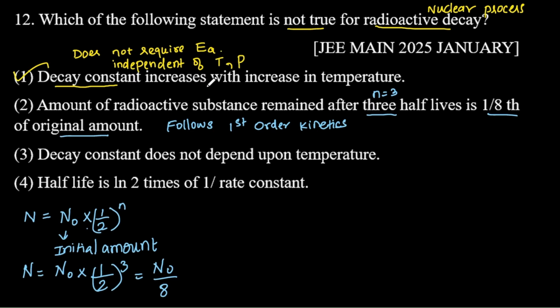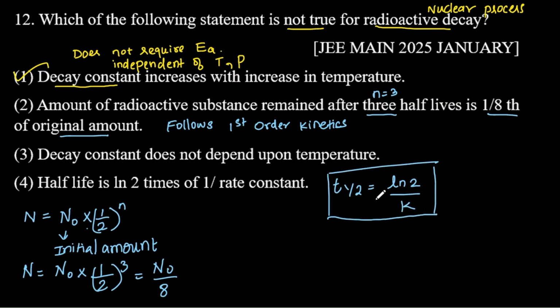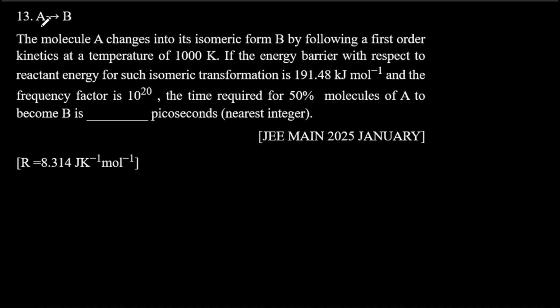We already explained it in the first option itself. Half-life is ln 2 times 1 by rate constant. We already told it follows first order kinetics. So we know the half-life formula, T half is equal to ln 2 divided by rate constant for a chemical reaction. But radioactive decay is a nuclear process, so T half equal to ln 2 divided by lambda. This is the decay constant. So the decay constant is the rate constant for the nuclear process. So the fourth statement is also correct. So the correct option is option 1. The next question is, A gives B.